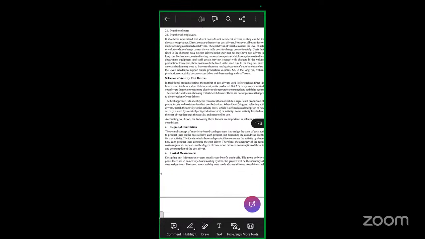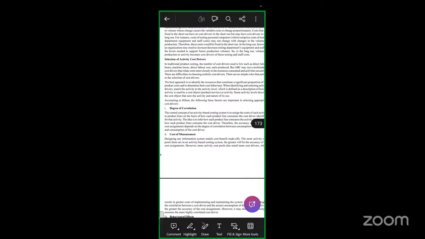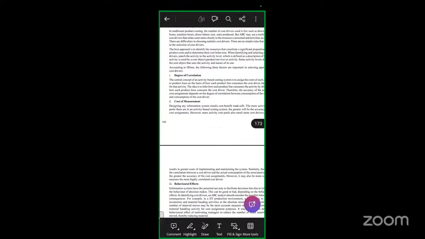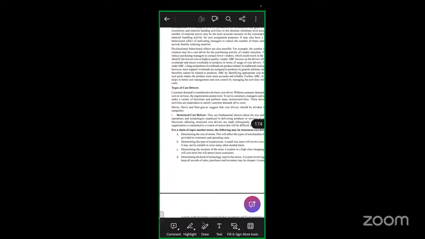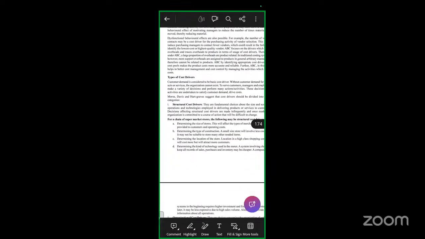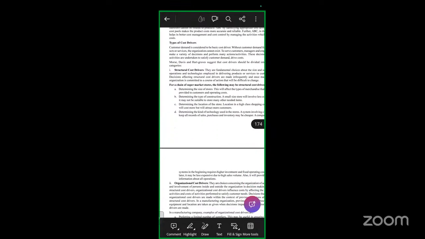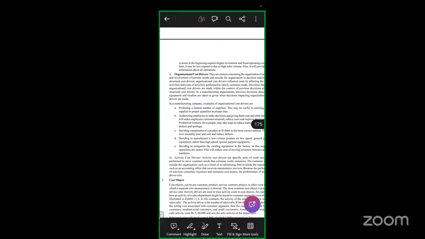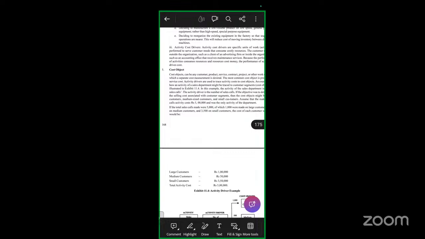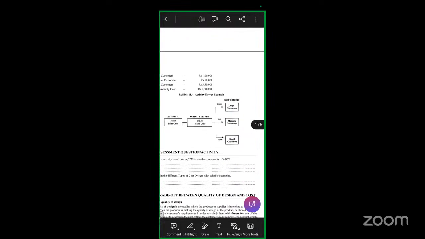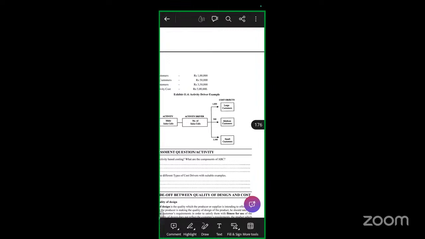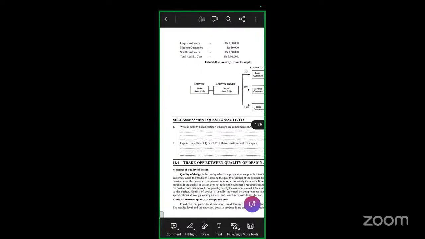Okay, selection of activity cost drivers. Here the factors involved are degree of correlation, cost measurement, and behavioral effects. Types of cost drivers include structured cost drivers, organizational drivers, and cost objects. Here the activity is making the sales call, the activity driver is the number of sales calls, and the cost object is large consumers, medium consumers, small consumers, like this.